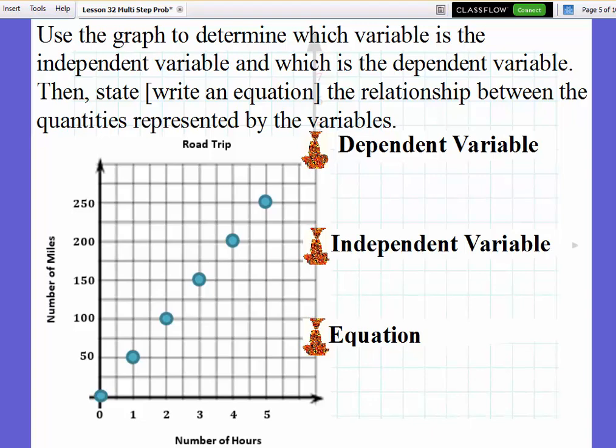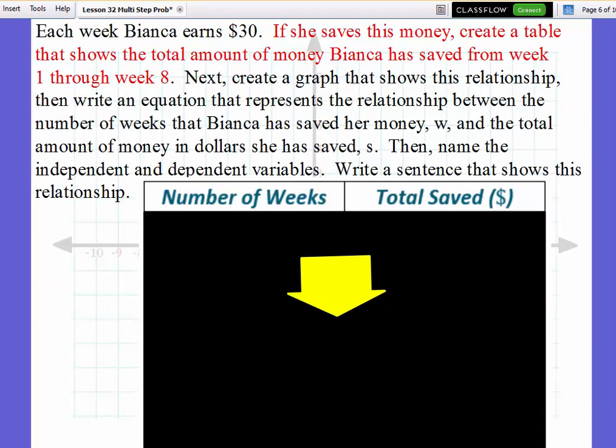So I know it's confusing, it's a hard topic, so we're going to look at another one. Here's our next problem. Each week, Bianca earns $30. If she saves this money, create a table that shows the total amount of money Bianca has saved from week 1 through week 8.